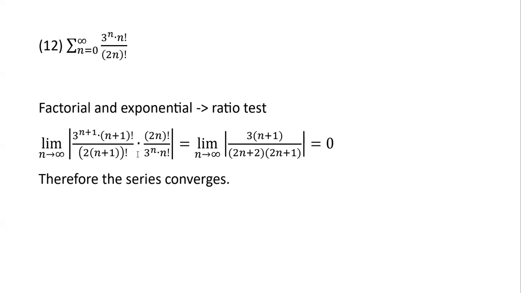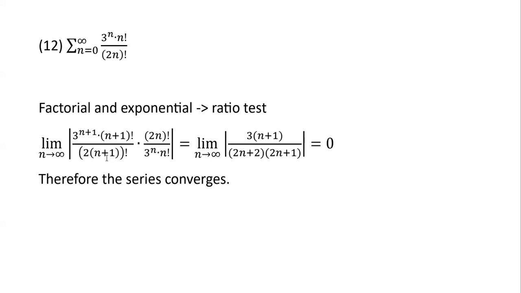3 to the n plus 1 divided by 3 to the n. We can simplify. We subtract the powers, so we get 3 to the first power right there, okay? So n plus 1 factorial and (2n) factorial. Let's keep that there first, but let's distribute this 2. So it'll be (2n plus 1) factorial, right? Sorry, (2n plus 2) factorial.